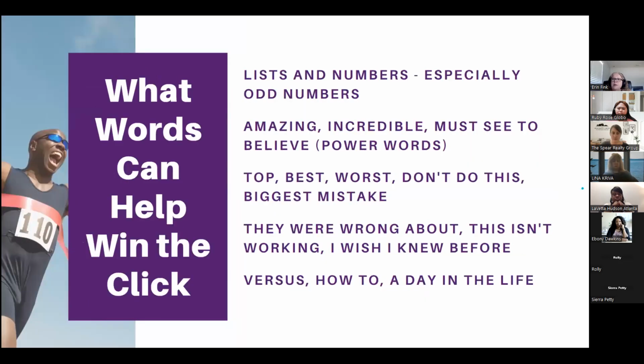And some of the common techniques we talked about a little bit last week: lists and numbers, especially odd numbers. For some reason, people love 3 easy tips, 5 simple ways, those kinds of things are very clickable. Using power words, and you can go in and look depending on what your niche is. I know it's all real estate for you guys, but some are catering more to first-time buyers or flippers or whatever.